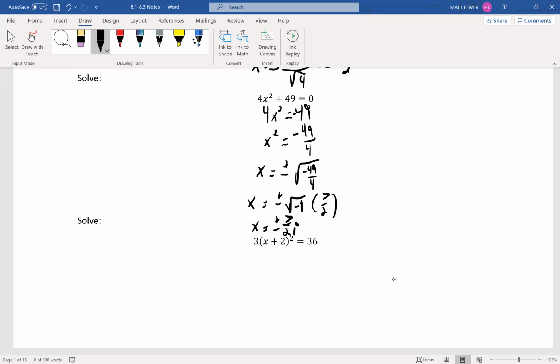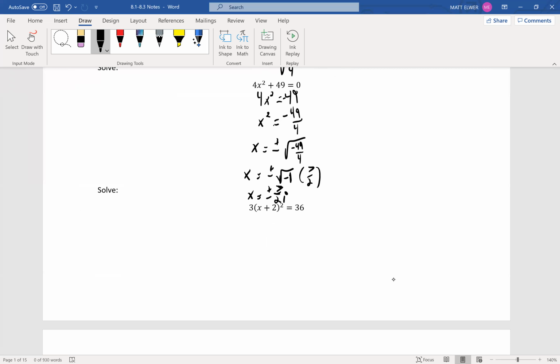Okay, moving along, we'll do the next one. So the next one we have is 3 multiplied by the quantity of x plus 2 squared is equal to 36. So to start simplifying this, I think what I'm going to do is divide by 3 on both sides. So we get x plus 2 squared is equal to 12. 36 divided by 3 is 12.